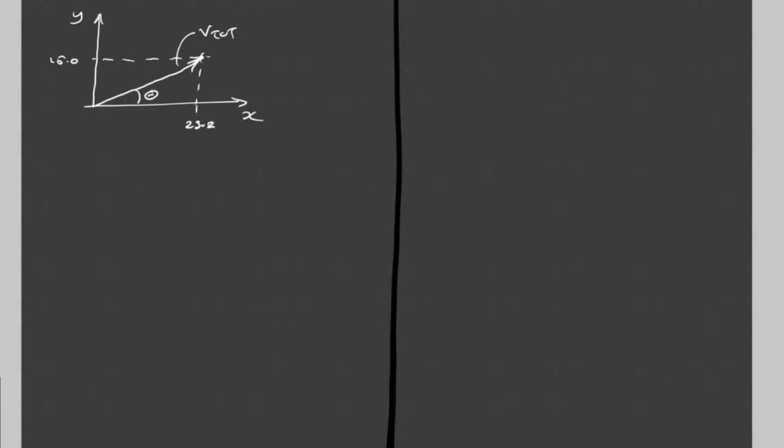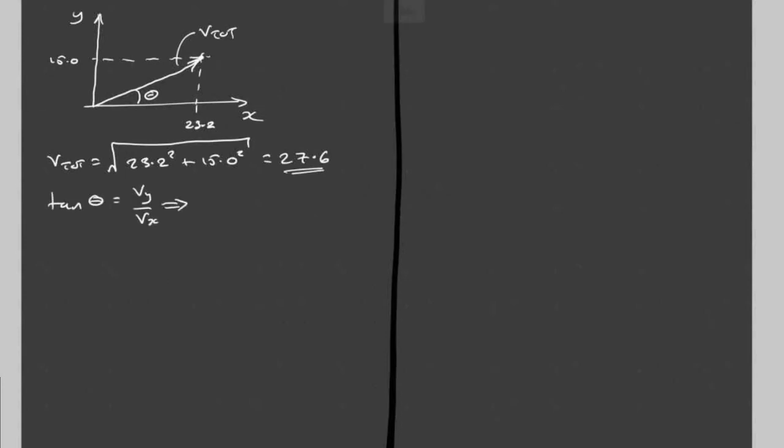Okay, so we have our x and our y axes. We've got our total vector, the addition of v1 and v2. We've got an x component of 23.2, a y component of 15.0, an angle theta. So we can say the total vector's size is 23.2 squared plus 15 squared, square rooted. That's 27.6.